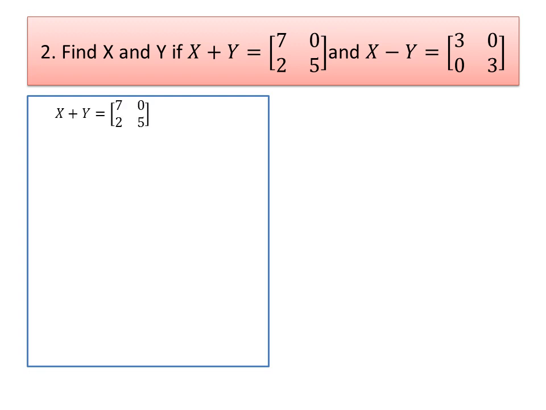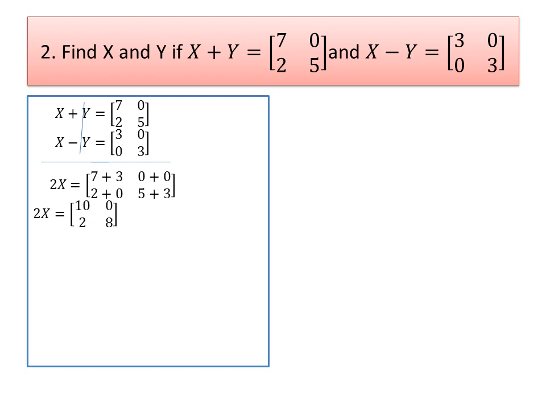Now we'll take these two equations simultaneously. To eliminate y, I should add the two equations. By adding, I'll get x plus x as 2x, and y and minus y get cancelled. Then 2x is equal to [7 plus 3, 0 plus 0; 2 plus 0, 5 plus 3]. That is equal to [10, 0; 2, 8].